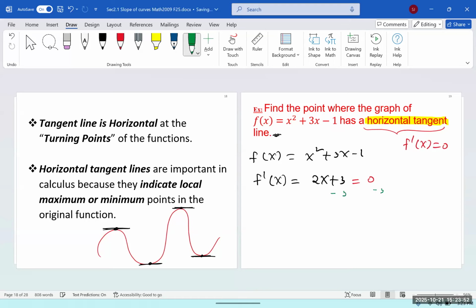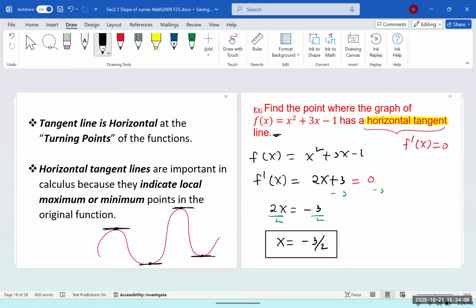Minus 3, minus 3. So 2x equals negative 3, divided by 2, divided by 2. So x is negative 3/2. They're asking to find the point. Oh man, I hate point. Huh? Oh, I got 2x.